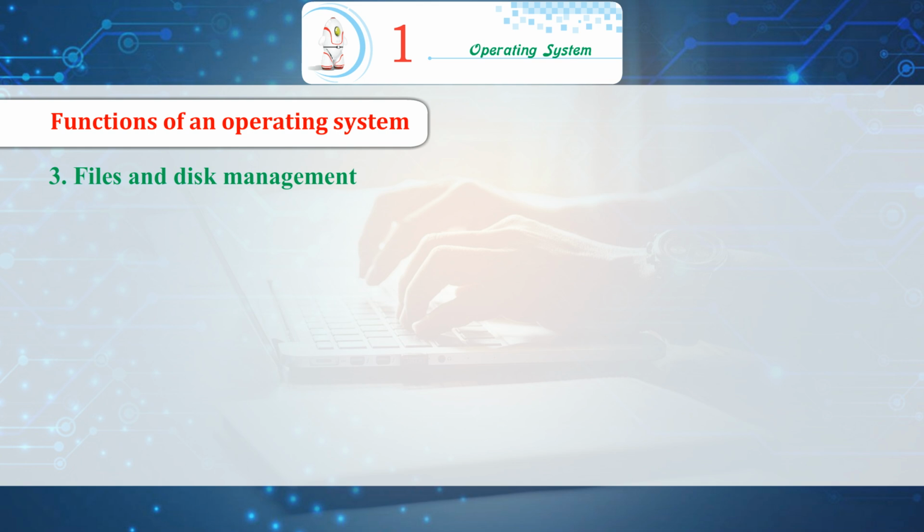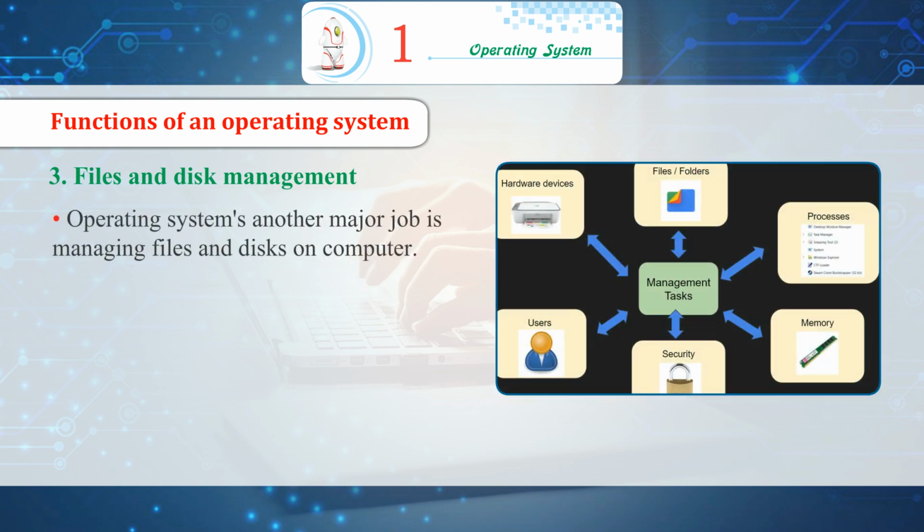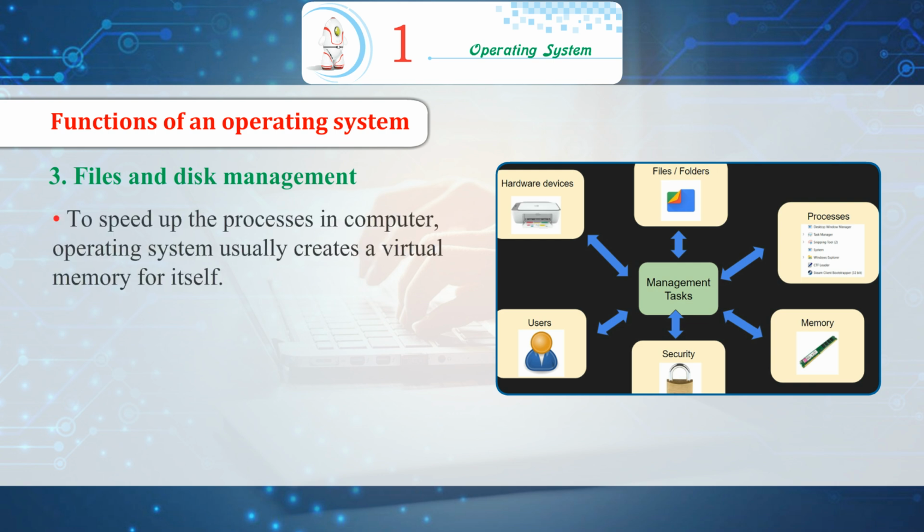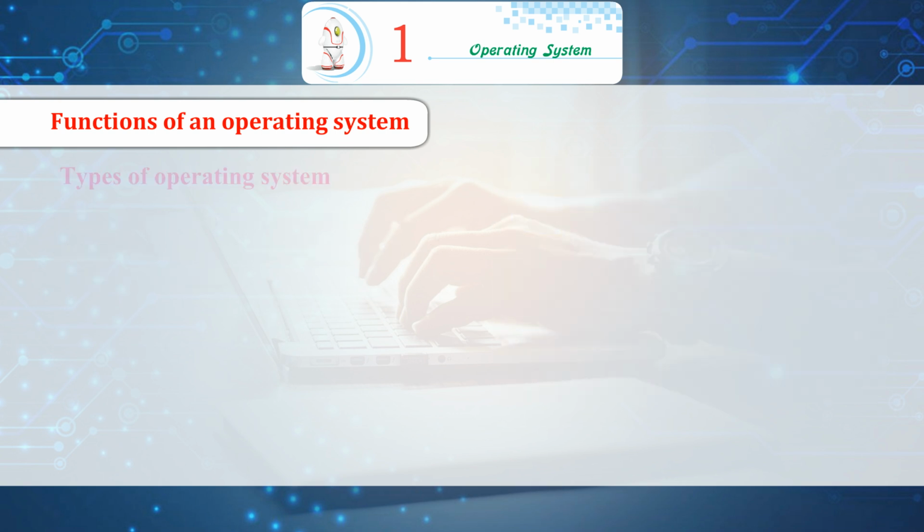3. Files and disk management. Operating system's another major job is managing files and disk on computer. Disk management refers to managing the available space on computer. To speed up the processes in computer, operating system usually creates a virtual memory for itself.